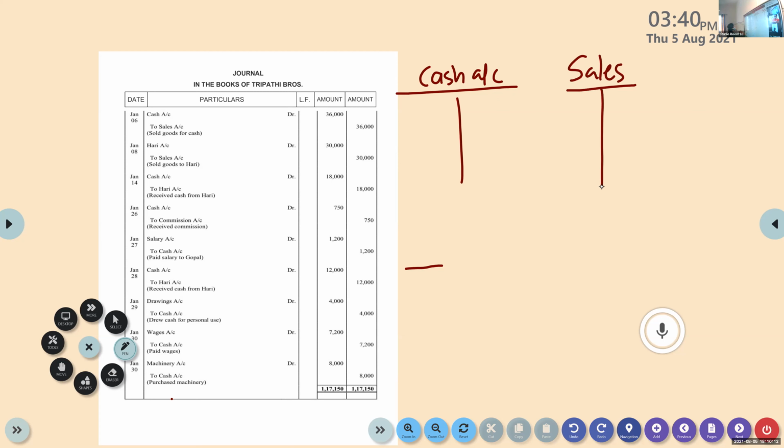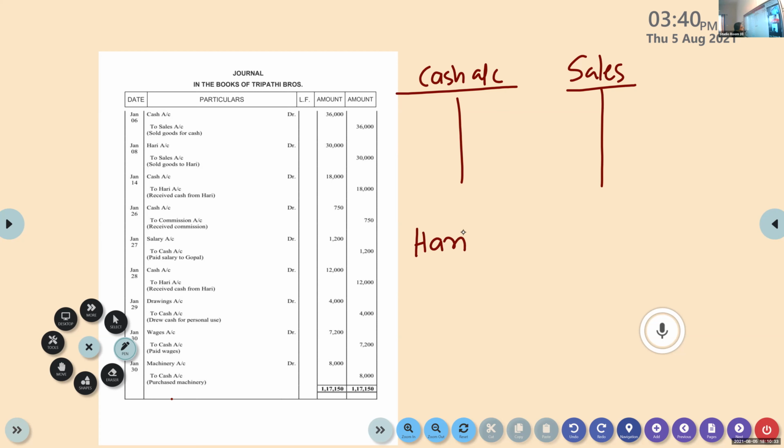Then what else? Hari account. Mr. Hari is there. Hari is the debtor. Why debtor? We have sold goods to Hari on credit, so Hari should pay money to the business. So we need a Hari account.